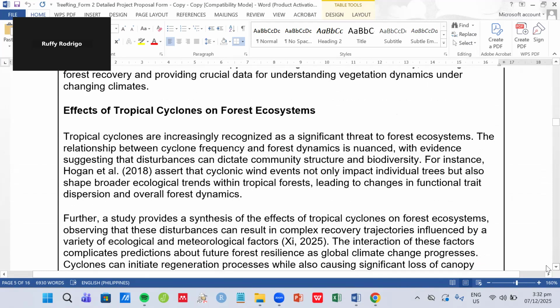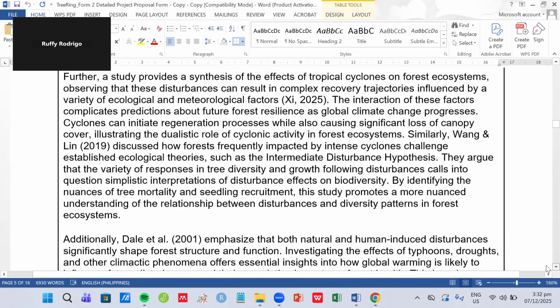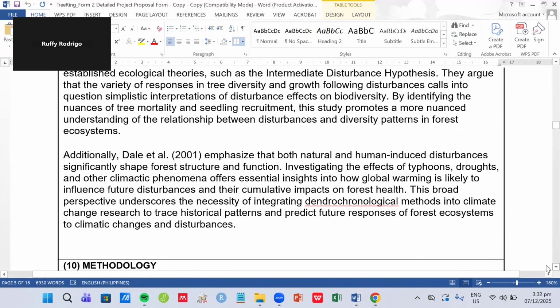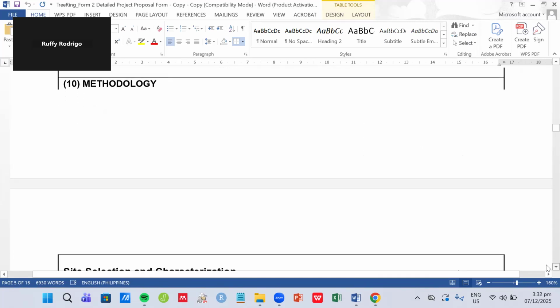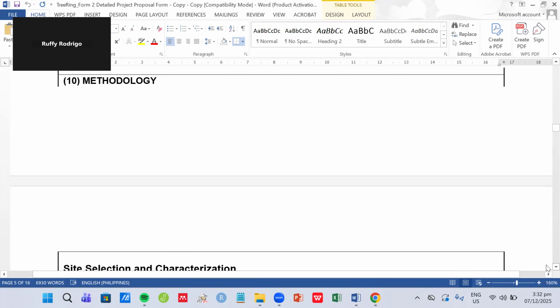This is exactly my selling point: how cyclones are affecting forest ecosystems by looking at the tree rings. With that, there's a methodology. This is very crucial, I would say. GST evaluators are very strict with this, like how you write your methodologies. So in that case, I usually just subdivide, you make some subheadings for methodology.